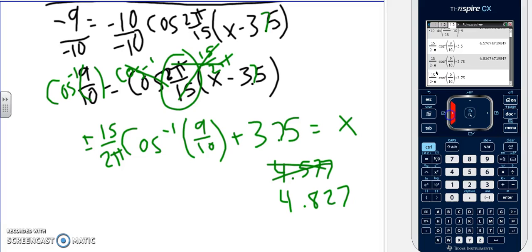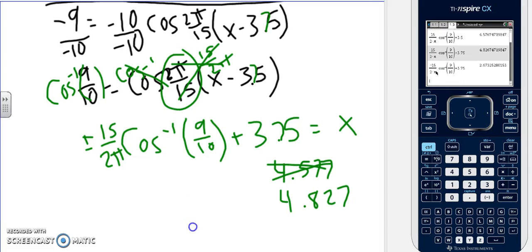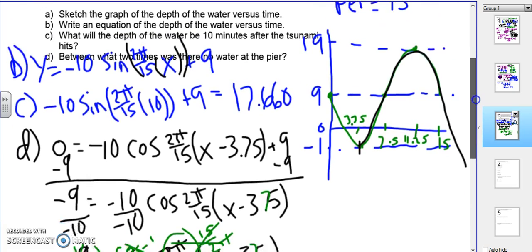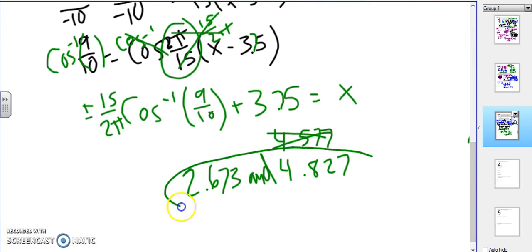All right, and then I'm going to go back to here and just put a negative in front because it's the same thing, just negative in front. And I'm going to get 2.673. And again, make sure your answer makes sense. Like, is that where it would touch at 0? Let's look back. Yeah, that makes sense. So those are my answers. If I needed to find more answers, remember, you just would keep adding the period.